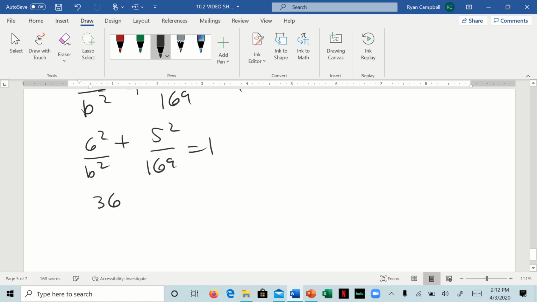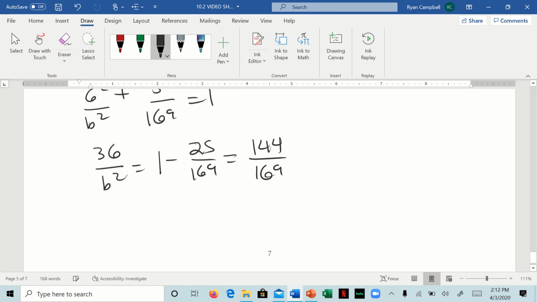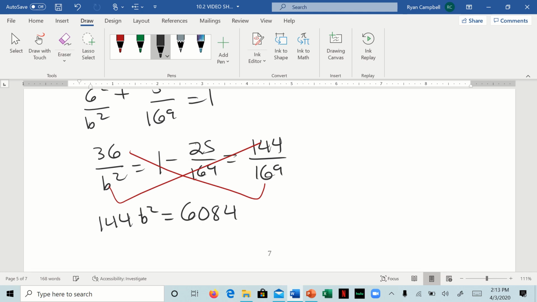Which means that we get 36 over b squared equals 1 minus 25 over 169, also known as 144 over 169. We can definitely cross multiply it here, right? Get 144b squared is 6,084, excuse me. Which means that b squared, when you simplify it down, is 169 over 4.